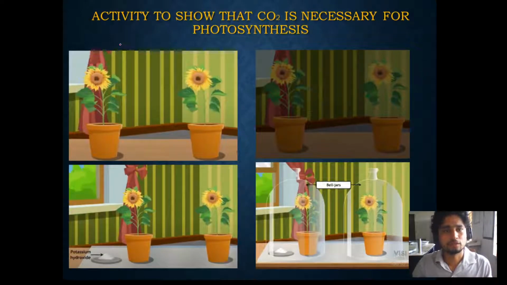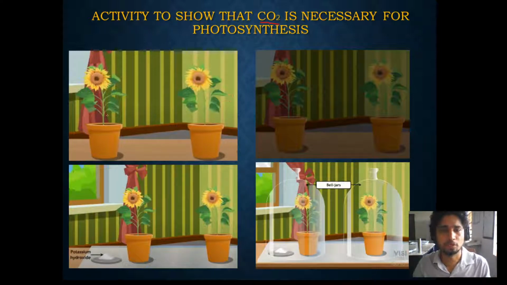Carbon dioxide. So we have been discussing this carbon dioxide. It is entering the plant cell using this stomata. So how is this carbon dioxide important to photosynthesis? We are going to understand this by an activity.